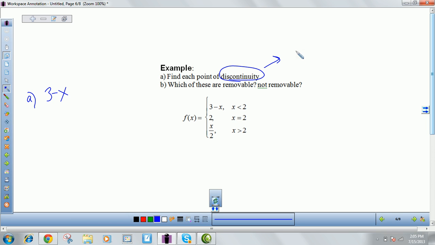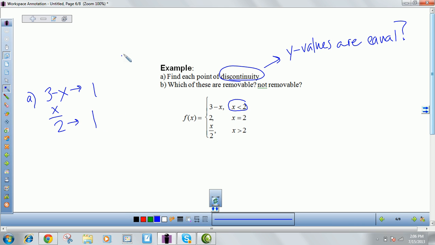you want to check to see if the y values of these functions are equal. Check to see if the y values, for example, the 3 minus x, looking at this value of 2. When I plug 2 in there, it's 3 minus 2, and that's 1. This one obviously is 2, but then what about the x over 2? When I plug 2 in there, it's equal to 1. So these y values are the same.